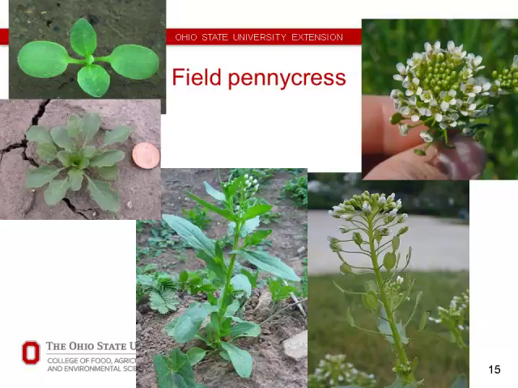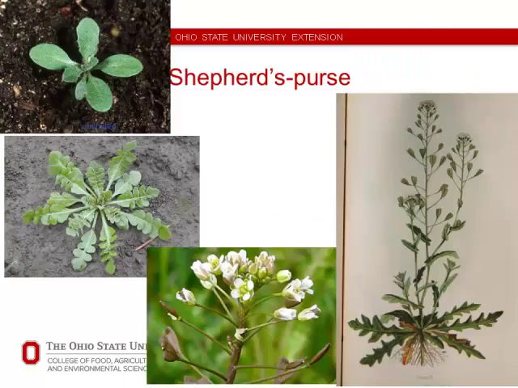You can see these papery membranes of capsules here having the seeds. And it smells kind of garlicky. If you step on a bunch of plants or crush the leaves, it smells like garlic. Shepherd's purse has more deeply cut leaves and hairs on the leaves.